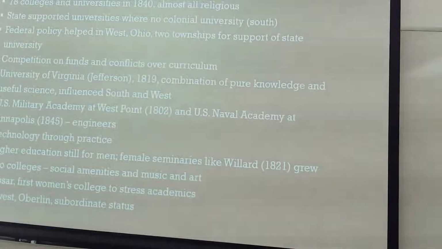Now, there was no set curriculum. There was a lot of differences between schools. Each school pretty much kind of decided what they were going to teach. And there was a lot of competition for funds, particularly between the religious schools and the state schools. Not so much private secular schools. They were usually pretty set.